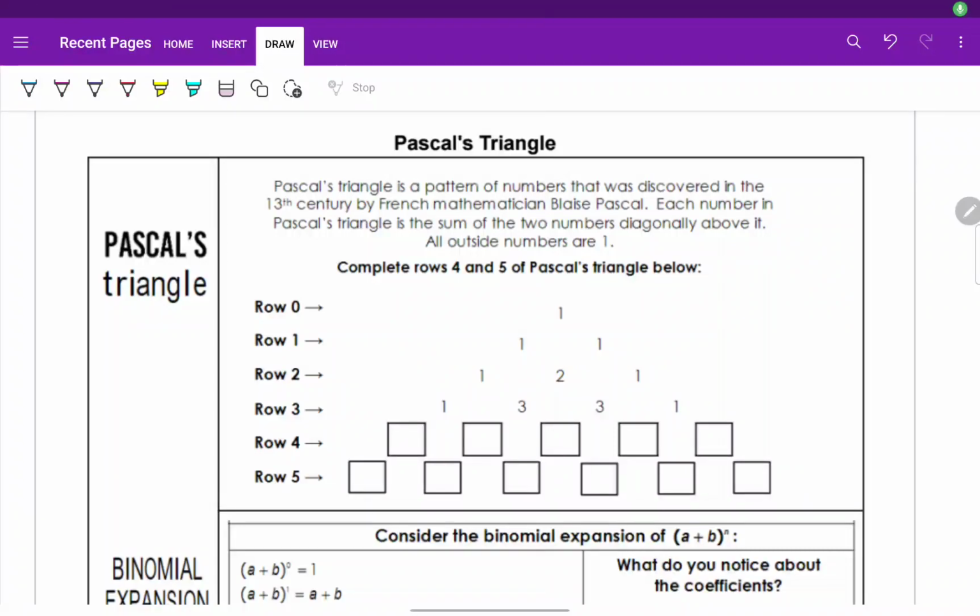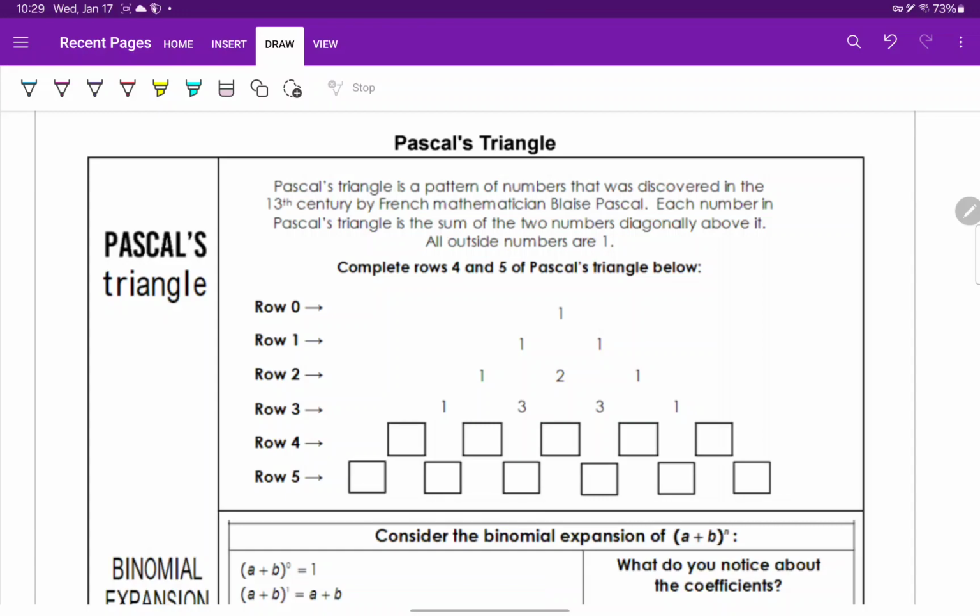This here are the notes for Pascal's triangle. It says Pascal's triangle is a pattern of numbers that was discovered in the 13th century by French mathematician Blaise Pascal. Each number in Pascal's triangle is the sum of the two numbers diagonally above it. All outside numbers are 1.